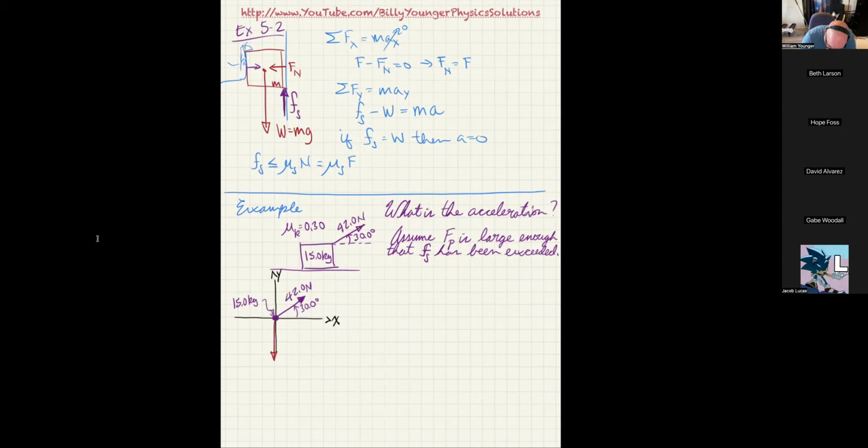The other forces acting on this object are, of course, the weight of the object. The weight, W, is equal to m times g, and that is 15 times 9.8 meters per second squared, which gives me 147 newtons. There's also a normal force, and this one acts upward, and I'm calling it F sub n.